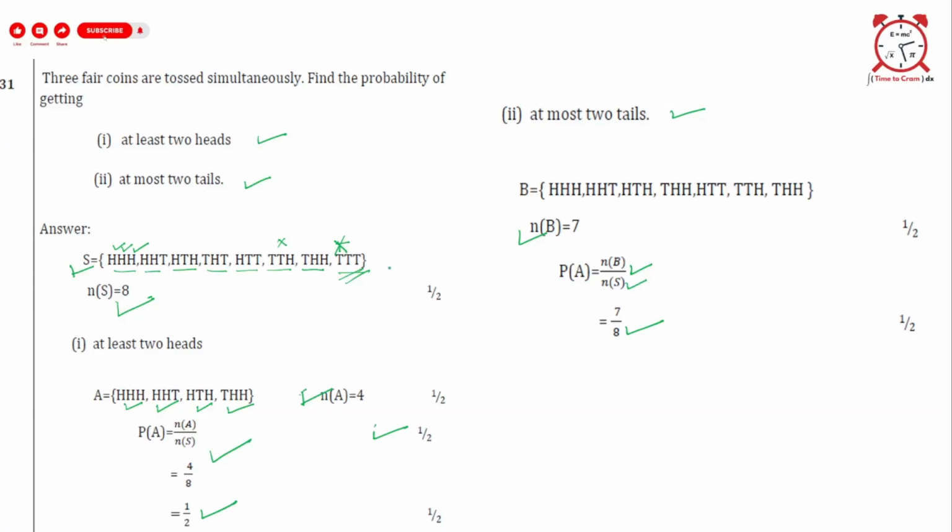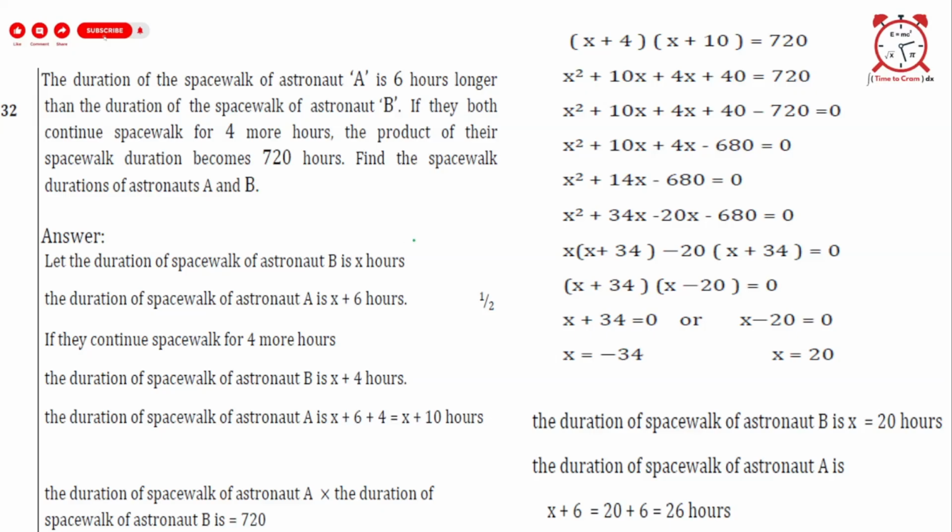Okay. So let us move to the next sum. Question number 32. The duration of the spacewalk of astronaut A is 6 hours longer than the duration of the spacewalk of astronaut B. If they both continue the spacewalk for 4 more hours, the product of their spacewalk durations becomes 720 hours. Find the spacewalk duration of astronauts A and B. So we have to find the spacewalk for both astronauts.